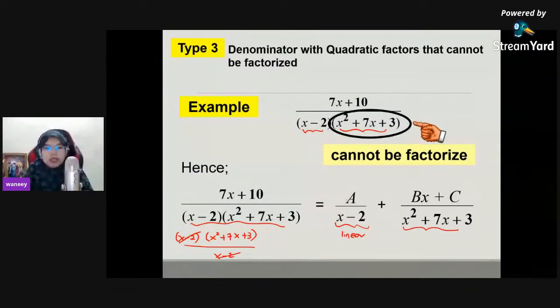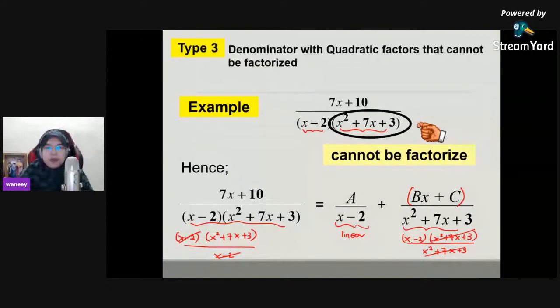So A will be times with x squared plus 7x plus 3. Meanwhile, for this one, do make sure to write a bracket for them first. And then what do we have is x minus 2, x squared plus 7x plus 3, and then over x squared plus 7x plus 3. And then simply delete these two, and we are left with x minus 2.